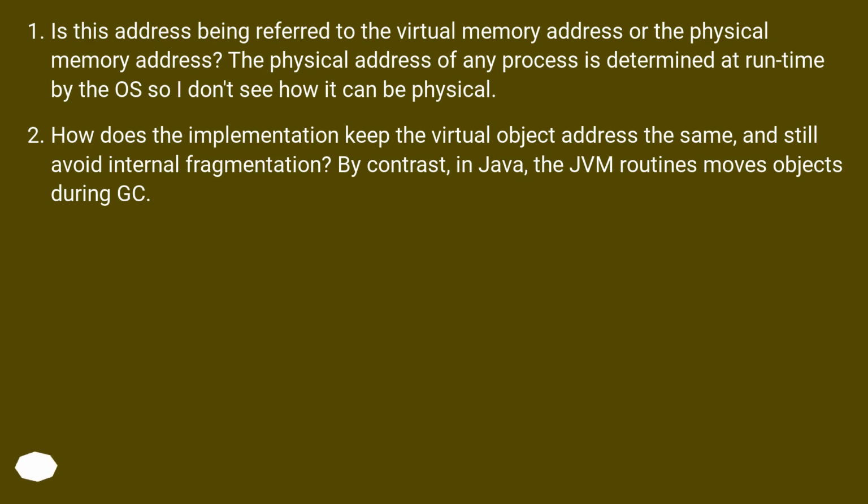Is this address being referred to the virtual memory address or the physical memory address? The physical address of any process is determined at runtime by the OS, so I don't see how it can be physical. How does the implementation keep the virtual object address the same, and still avoid internal fragmentation? By contrast, in Java, the JVM routines move objects during GC.